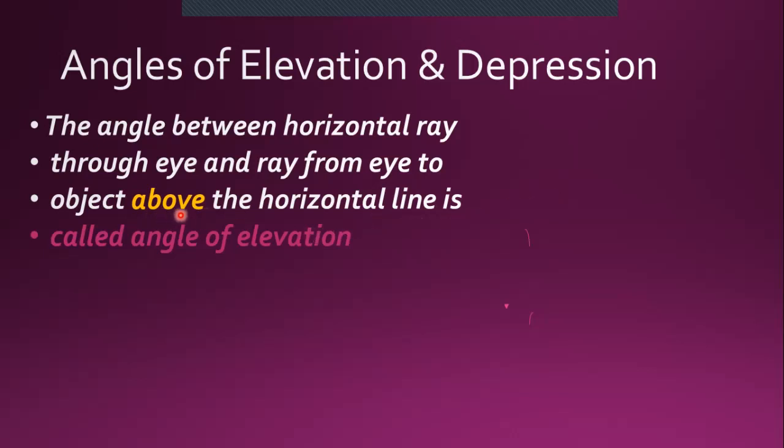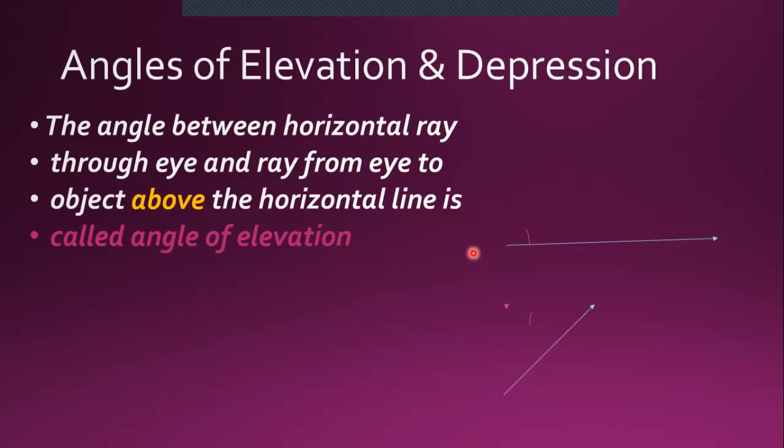Here word above is important, so I have highlighted it. I have used another color, and this angle is called angle of elevation. Now you need to understand what do you mean by horizontal ray. So let us see. This is the horizontal ray, the ray which is along horizontal, or you can say that the ray which is along x direction or x-axis, that is called horizontal ray.